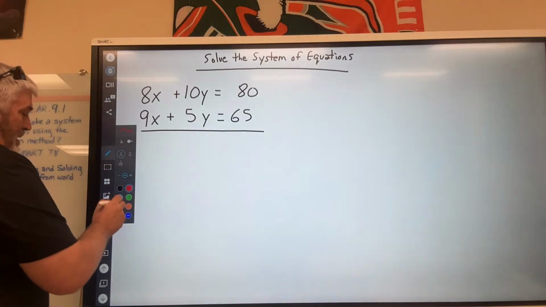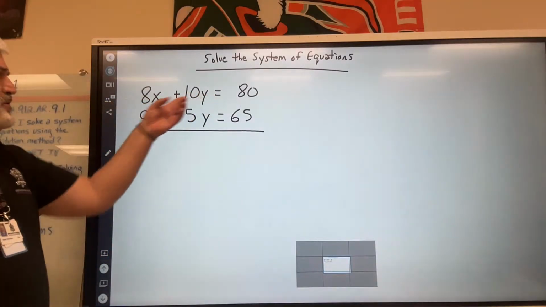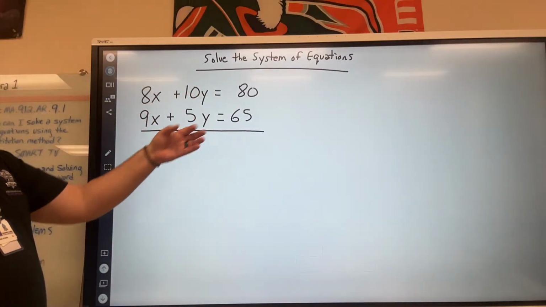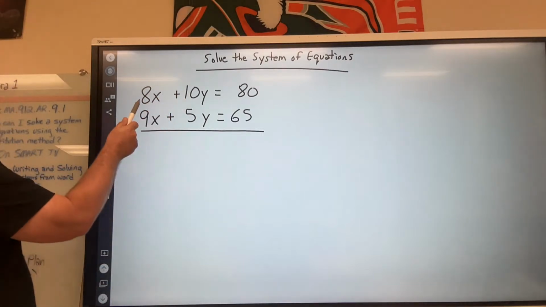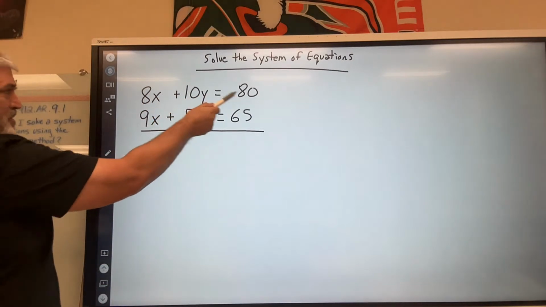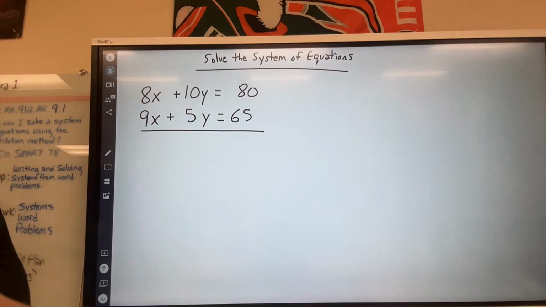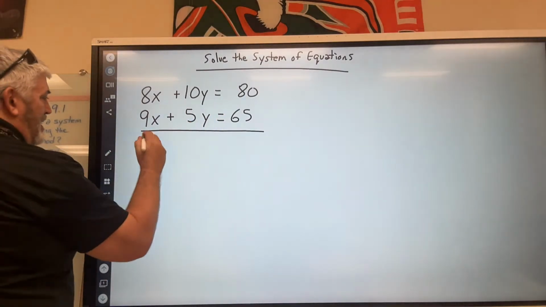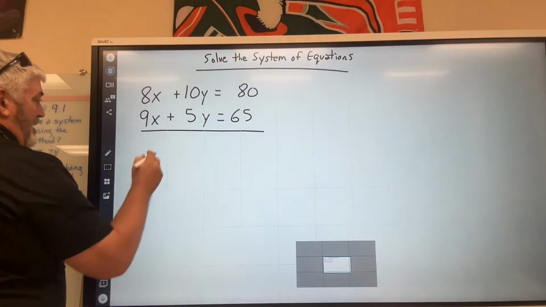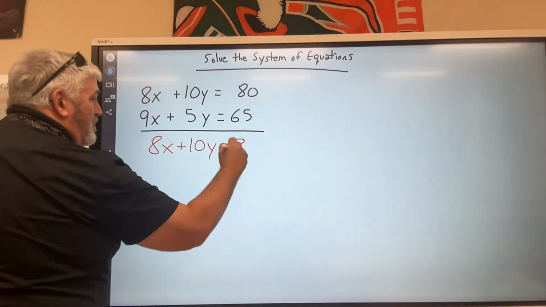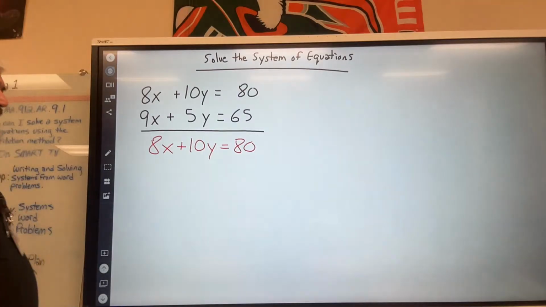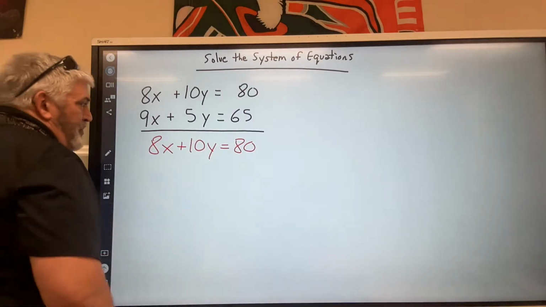Our first step is going to be to choose one of these equations to solve. We can solve for either x or y. I'm going to choose the first equation to solve. So I'm going to take 8x plus 10y equals 80. And I'm going to choose to solve for y.